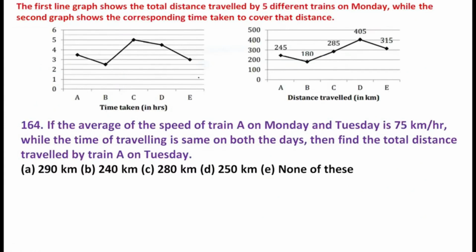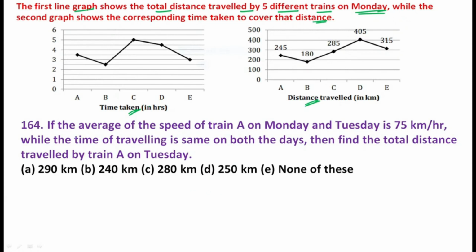Here the questions are related to data interpretation. So see the next question. Here the first line graph shows the total distance traveled by 5 different trains on Monday, while the second graph shows the corresponding time taken to cover the distance. So there are mixed graphs here. You just take the information from those two graphs and you can solve the given question.